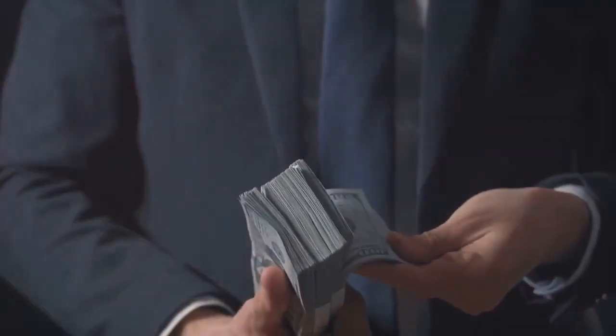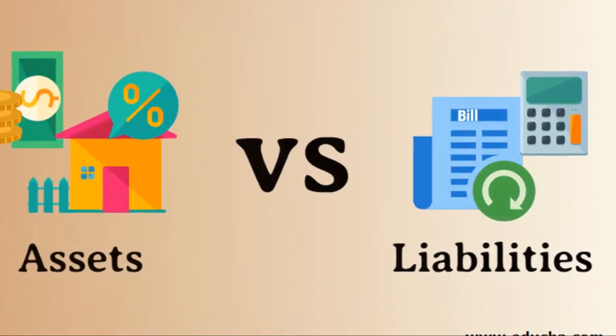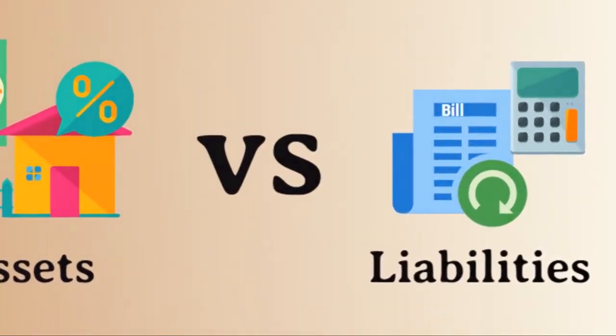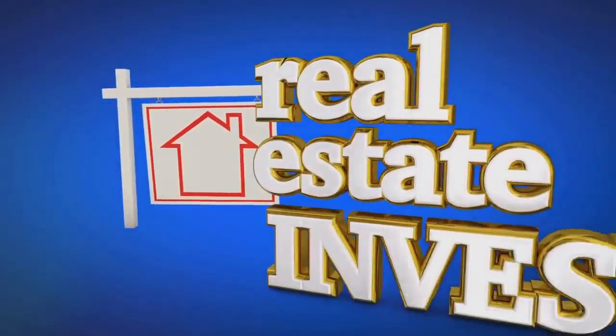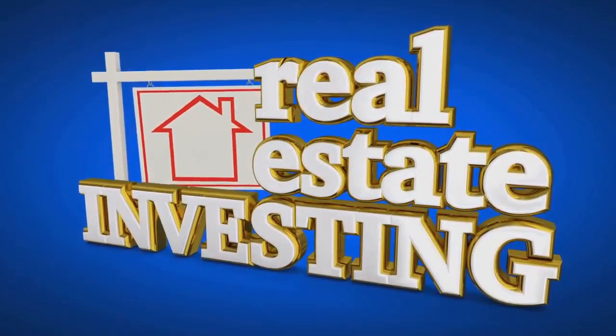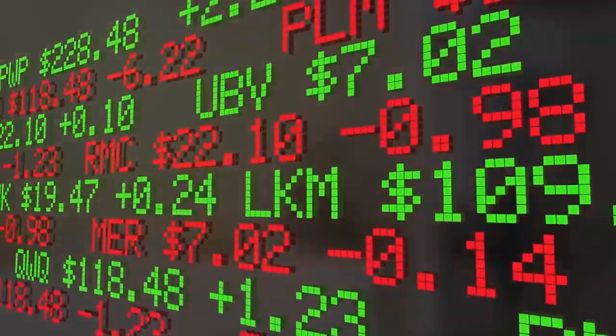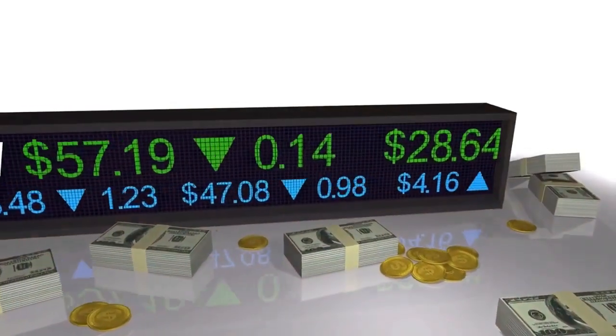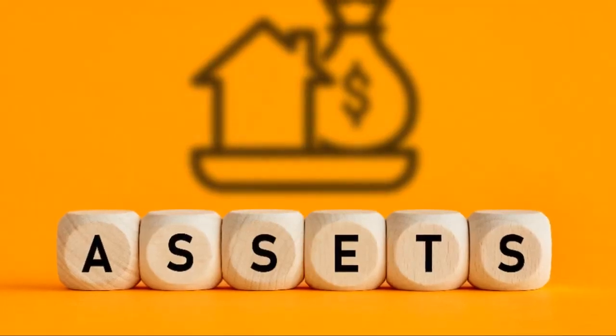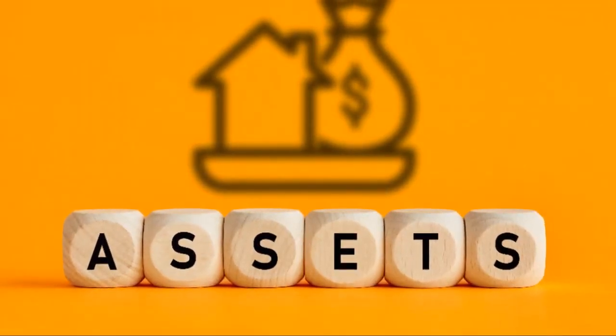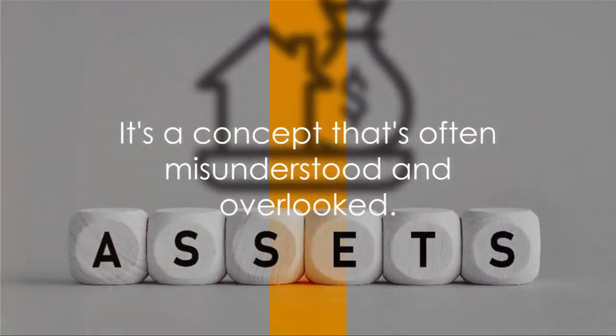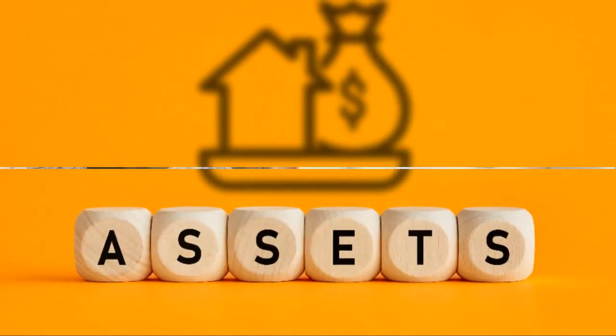What sets these individuals apart is their understanding of money, specifically the crucial distinction between assets and liabilities. An asset is something that puts money into your pocket, often with minimal work on your part. It could be a rental property, stocks, or a side business. On the other hand, liabilities are obligations that drain money from your pocket, such as loans, mortgages, and credit card debts. To build wealth, the strategy is simple. Accumulate as many assets as possible and minimize liabilities. This might seem straightforward, but it's a concept that's often misunderstood and overlooked.